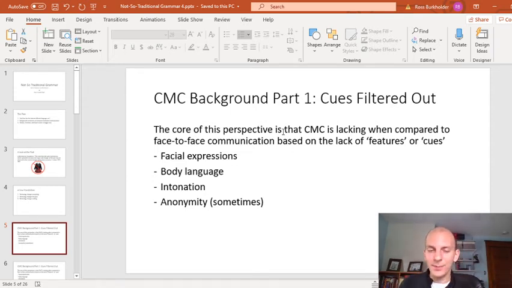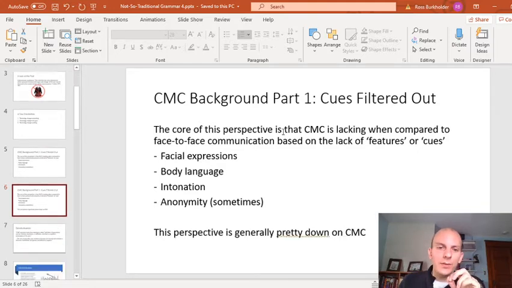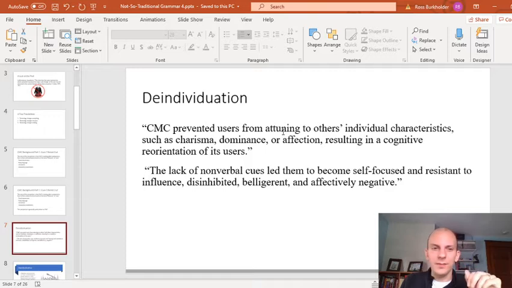There's one particular aspect of these theories that I want to talk about, which is de-individuation. It's a big catchword in these theories. What de-individuation says is that the fact that these cues are filtered out, that you can't see people, you might not know who they are, you can't hear their voice, prevents, I'm reading now, users from attuning to others' individual characteristics, such as charisma, dominance, affection, resulting in a cognitive reorientation of its users.